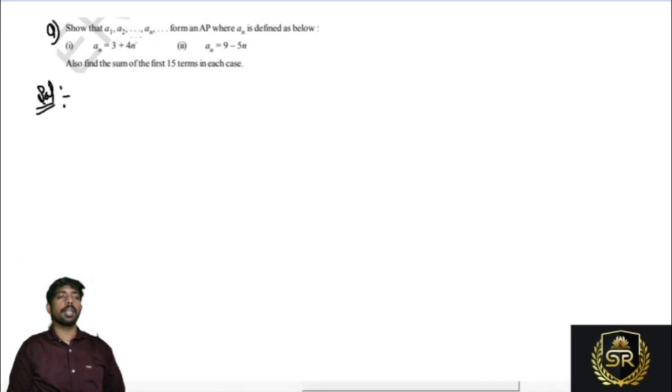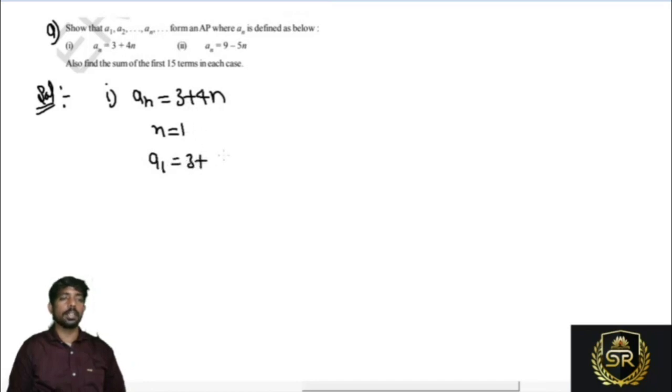Show that a1, a2, a3 and so on, an, form an AP, where an is defined below. Here, first we will solve, and the second is a homework problem. an is equal to 3 plus 4n. If I substitute n is equal to 1, I get a1, the first term. a1 is 3 plus 4 into 1, so 3 plus 4 is 7.